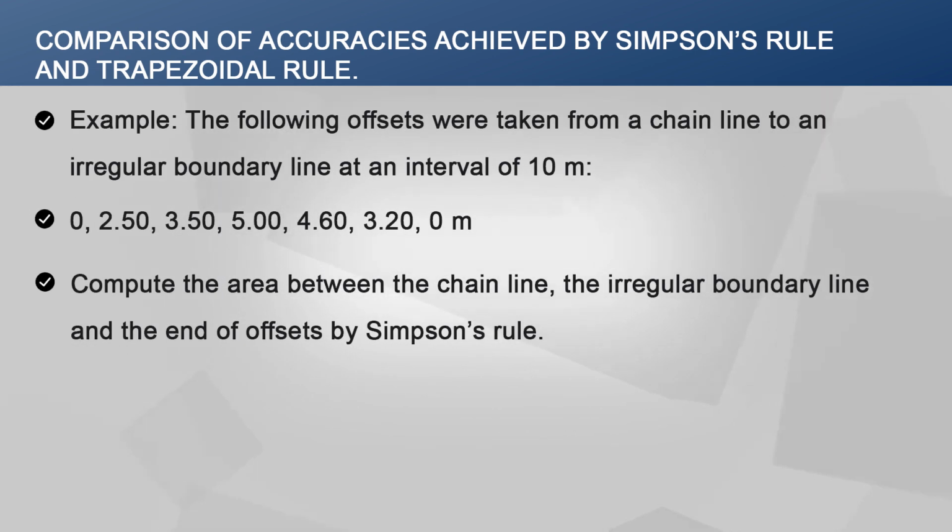Now, see the next problem. The following offsets were taken from a chain line to an irregular boundary line at an interval of 10 meter. An interval of 10 meter means D is equal to 10 meter. What are the offset lengths? 0, 2.5, 3.5, 5, 4.6, 3.2, 0. Compute the area between the chain line, the irregular boundary line and the end of the offsets by Simpson rule.